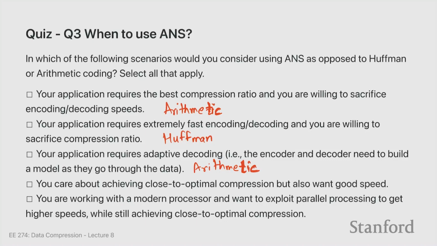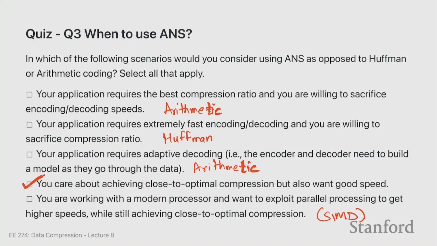Okay, so the last two. You care about achieving close to optimal compression but also want good speed. Here, I hope some of you thought ANS was the answer, and yes, indeed it is. And the last one is, you are working with a modern processor, want to exploit parallel processing while still achieving close to optimal compression. So this is this SIMD stuff that I was talking about, single instruction, multiple data. These are special instructions on modern x86, like the Intel machines, also similar on the ARM machines, where if you're doing the same sort of operation again and again, you can parallelize that operation. And it's very interesting the way they do it with RANS.